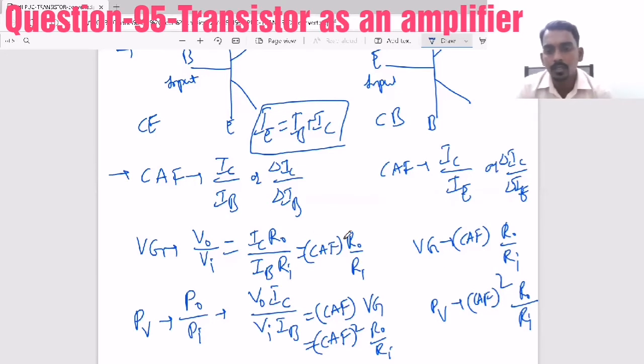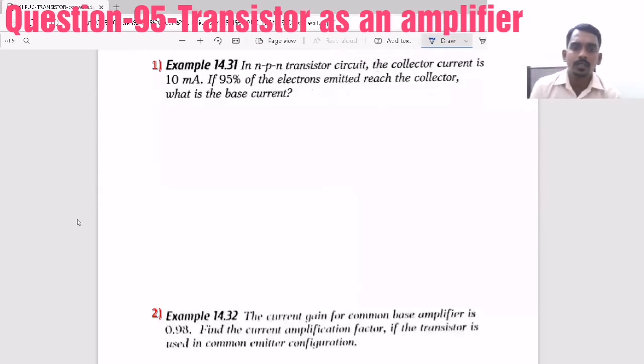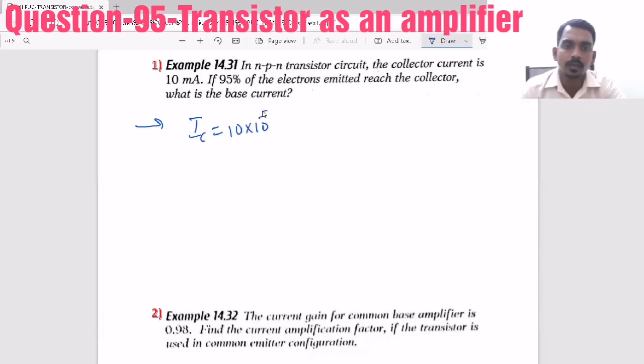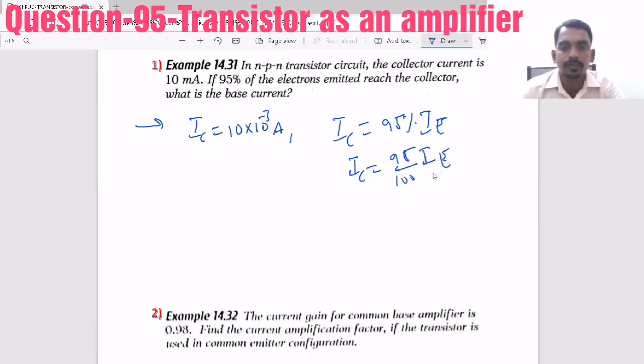Let's see example questions based on this, like how they can ask the questions. Now the very first question is: in an NPN transistor circuit, the collector current is 10 milliampere, so IC is 10 milliampere. And 95% of the electrons emitted reach the collector. That means collector current is 95% of emitter current. Who will emit the electrons? Actually the emitter. So IC is 95 by 100 of IE.